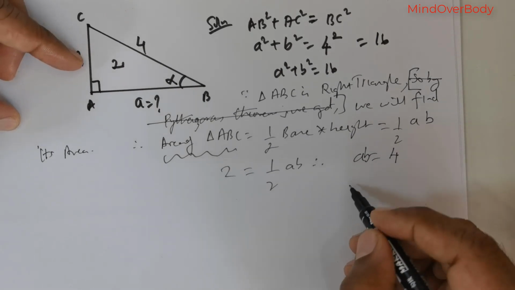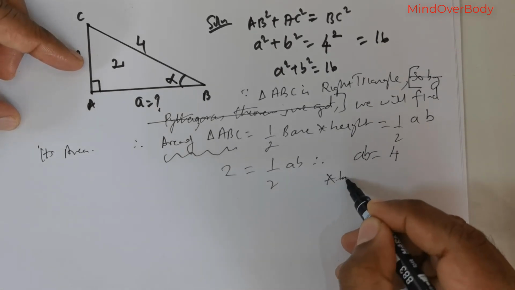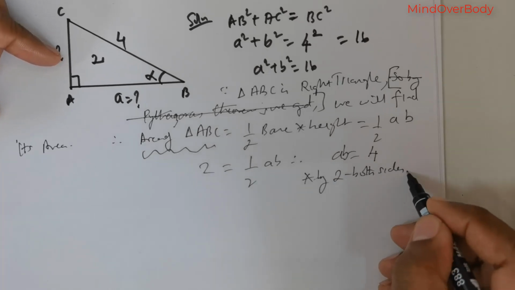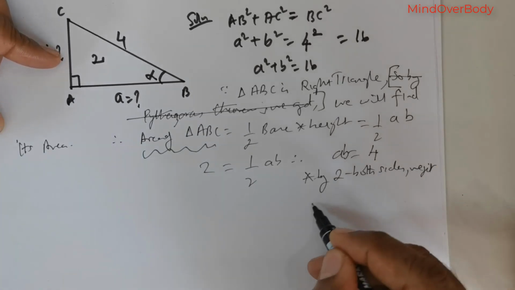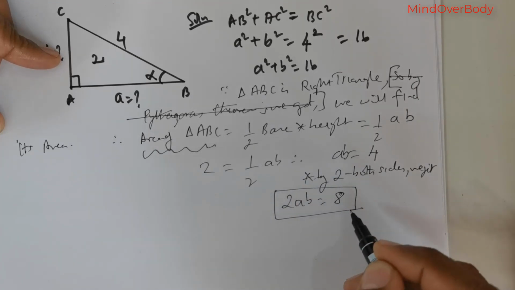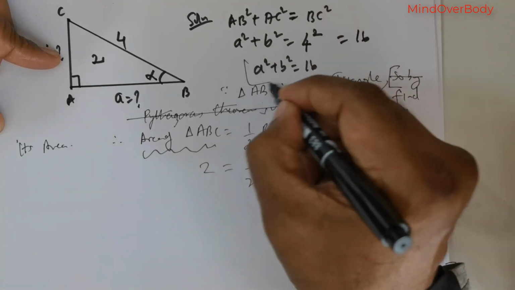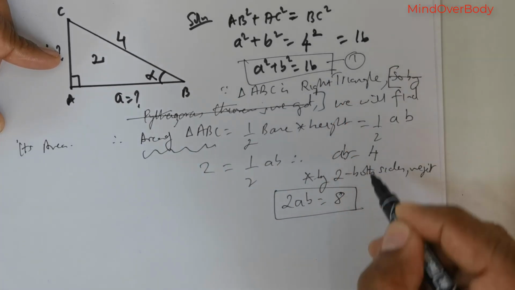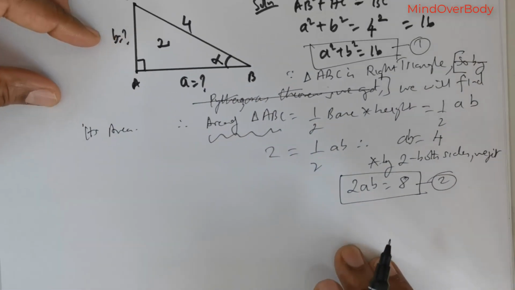Now I want 2AB. So multiplying by 2 on both sides, what do we get? You get 2 times AB is equal to 8 units. Now why do I need this? I will be utilizing it in the formula to find the value of A and B. So I take this as 1, I take this as 2.